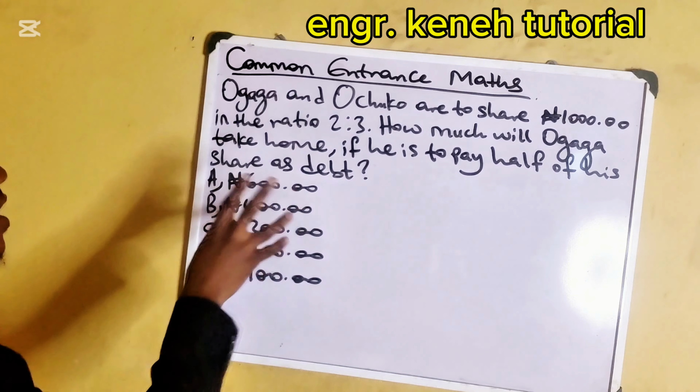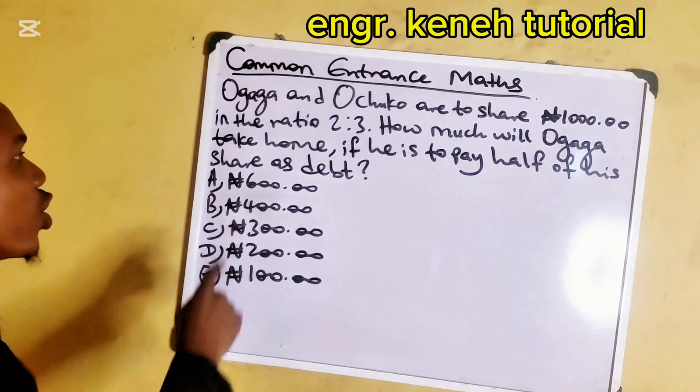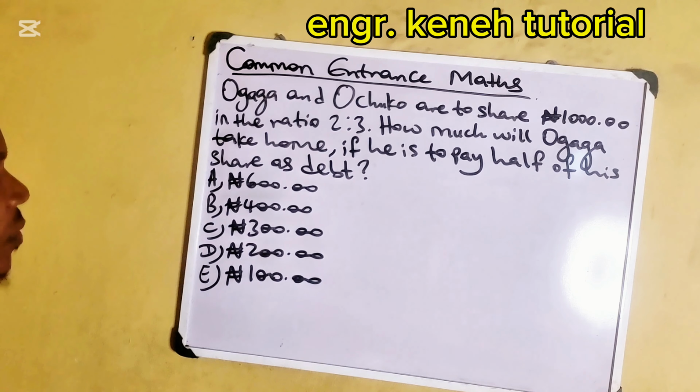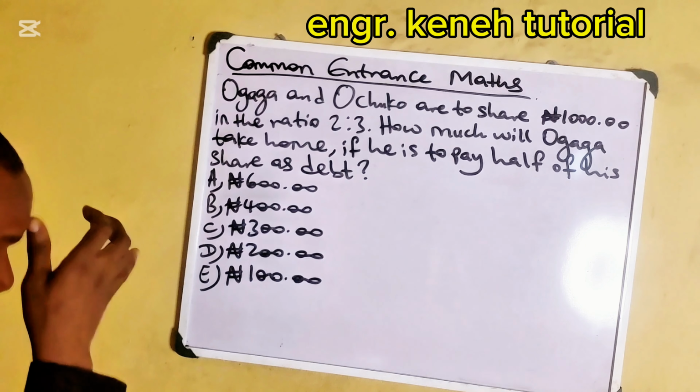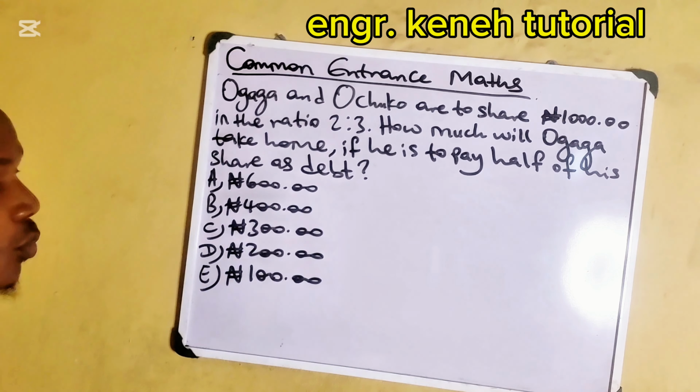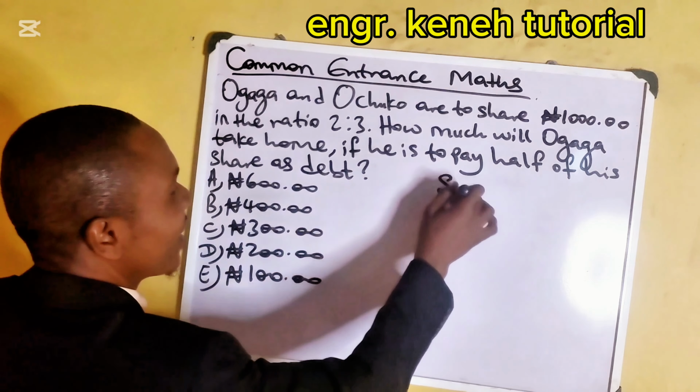So by paying half of his share as debt, that means that he will be going home with half of his share, because half will go to payment of his debt. Then he will go home with the remaining half. So anything you get as the share of Ogaga should be divided into two equal parts. One should go for debt, while the remaining one should be what he will take home. All right, so we have solution like this.